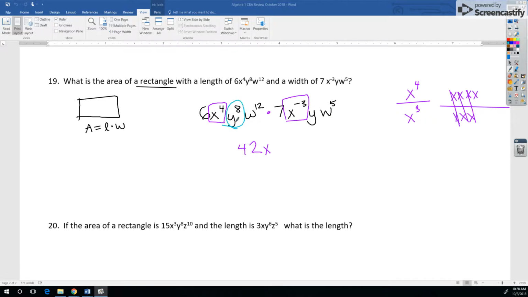Okay, my y's. I have y to the 8th and y, remember, to the 1st. So that's y to the 9th. And last, I have my w's to the 12th to the 5th. Adding those together, 17.